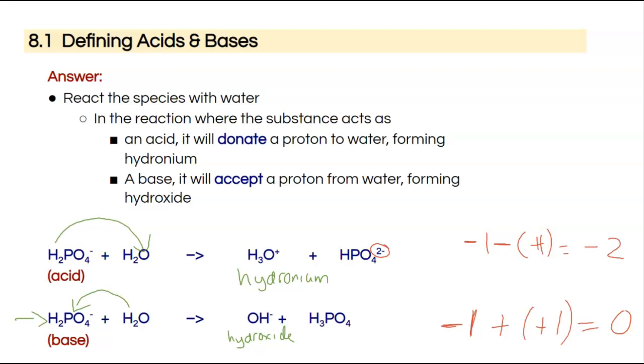So there it is, a quick review of defining acids and bases using both the Arrhenius and the Bronsted-Lowry definitions. I'm talking about conjugate acid and base pairs and amphiprotic species.